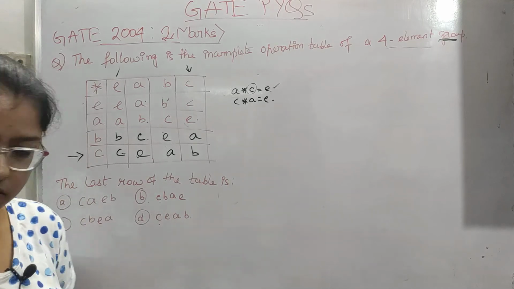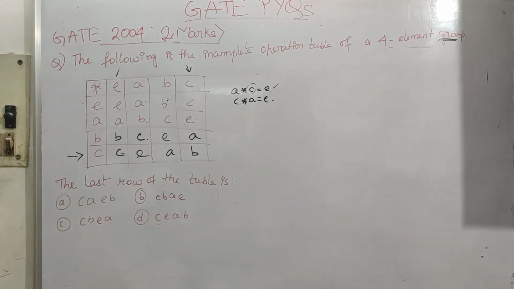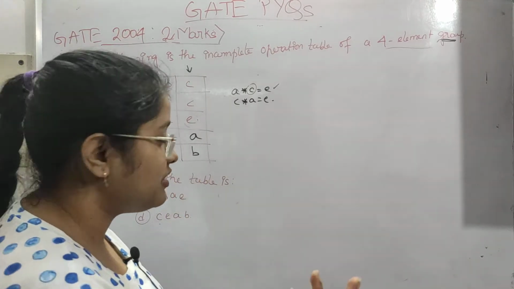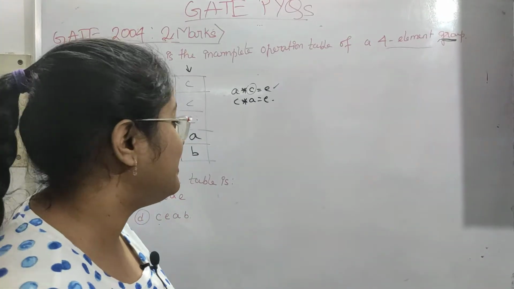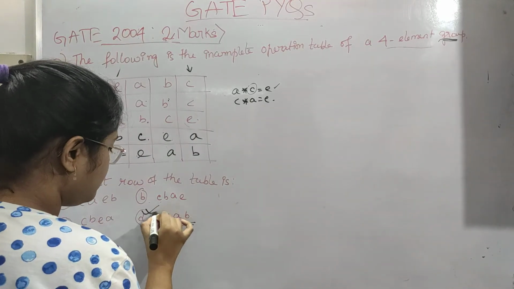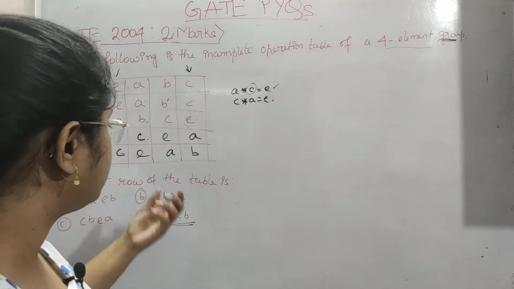One second, let me check the answer. Oh sorry, I don't know why, maybe it's more than midnight and I'm working the whole day. So why I was checking this, I don't know. So this is the correct answer. Okay, option D, CEAB is the correct answer.